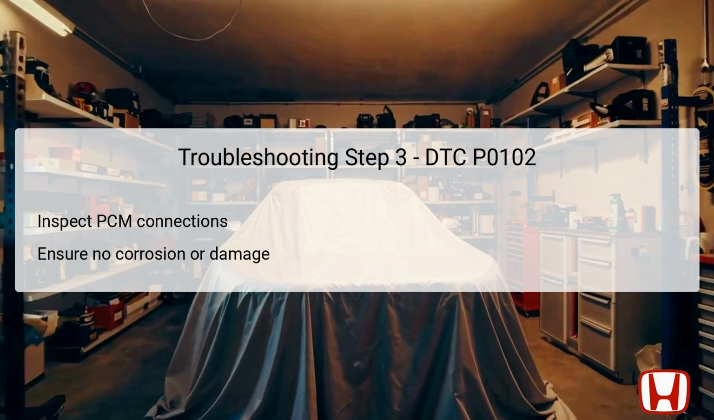The fourth step involves testing the vehicle with a new or known good mass airflow sensor. Replacing the original MAF sensor with a new one allows for direct evaluation of whether the previous sensor was the cause of the DTC P0102.